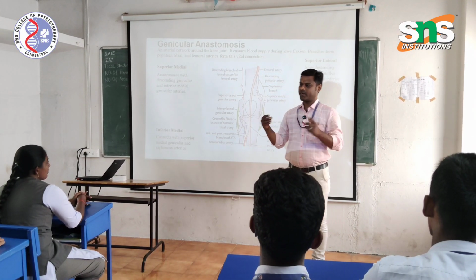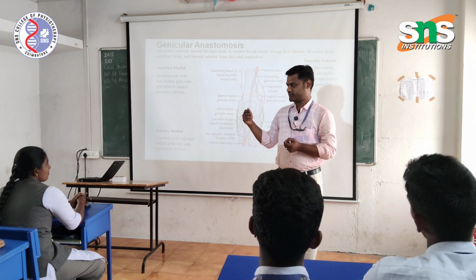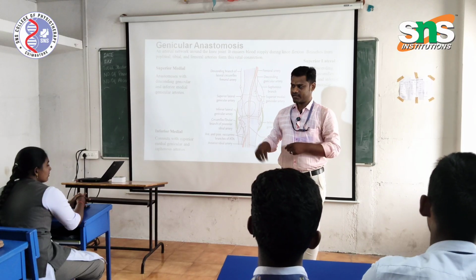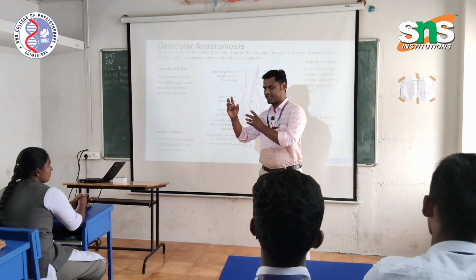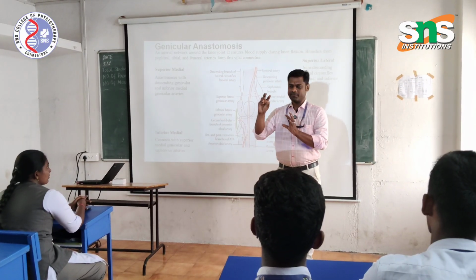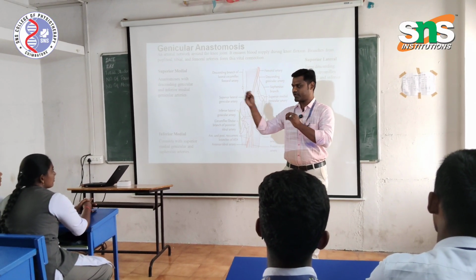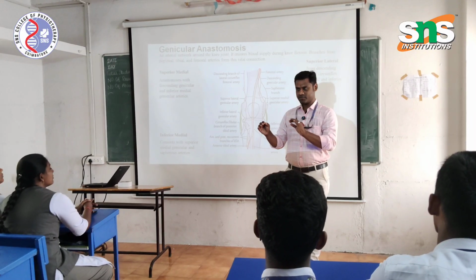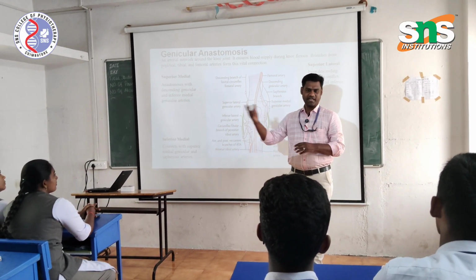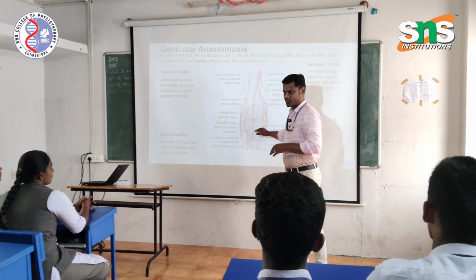For example, when you go for an injection, they place that injection in the gluteal region, especially selecting the superolateral area. In that area the branches, the anastomosis and arteries are a little bit fewer, so we won't puncture that much. So we select that area. Okay, so this is about the genicular anastomosis.